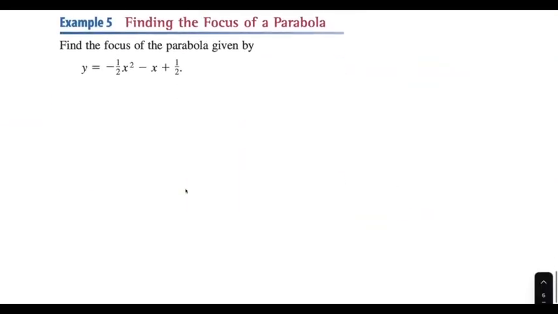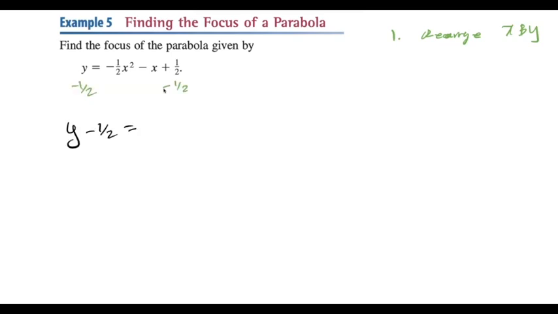How about if they give us an equation like this? They want us to find the focus of the parabola given by this thing right here. It looks a little ugly, fair warning. First, we're going to do what we did last time. We're going to collect the x's and the y's, like rearrange x and y. Now in this case, I'm just going to want the x's by themselves. We could subtract the 1/2 from both sides. y minus 1/2 equals negative 1/2 x squared minus x. And then two, we're going to want to complete the square.